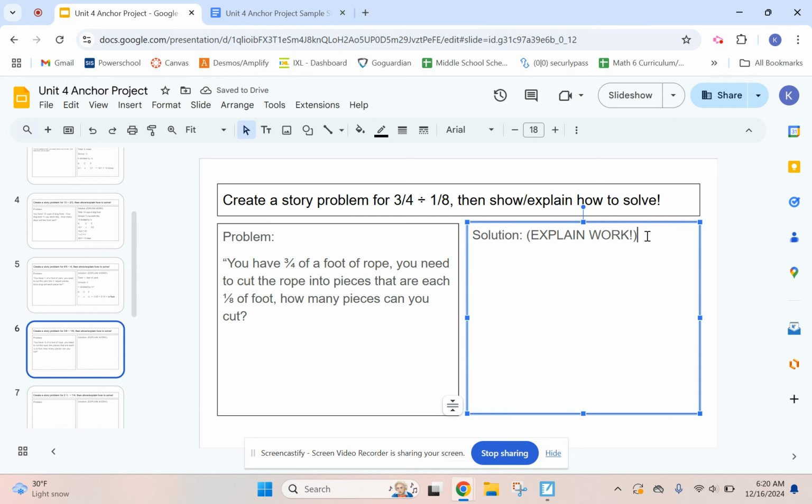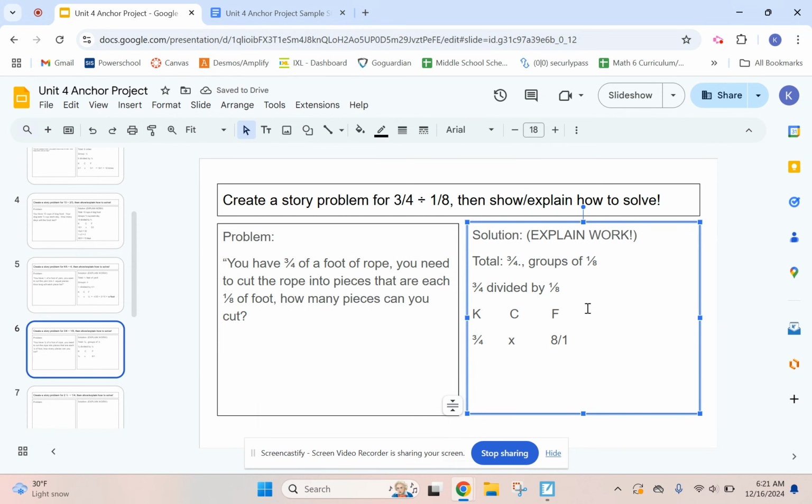So we have 3/4. And we are making groups of 1/8. So our division sentence is going to be 3/4 divided by 1/8. Now let's use our KCF. We are keeping 3/4 the same, changing to multiplication, flipping 1/8 becomes 8 over 1.